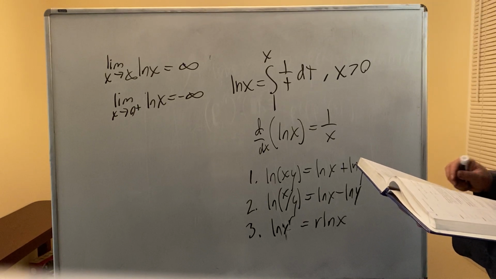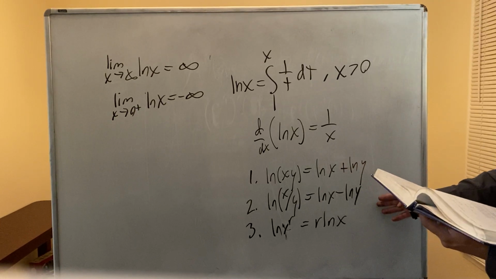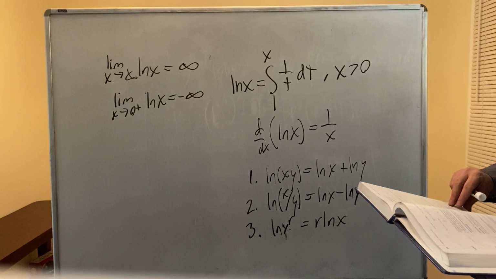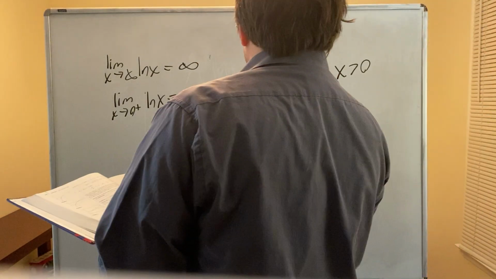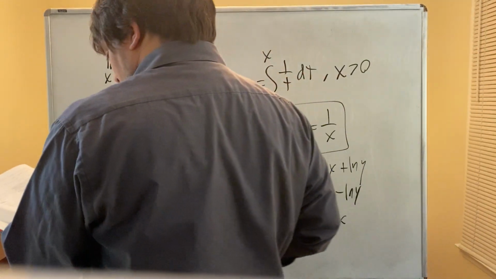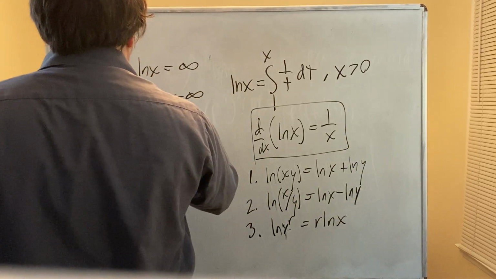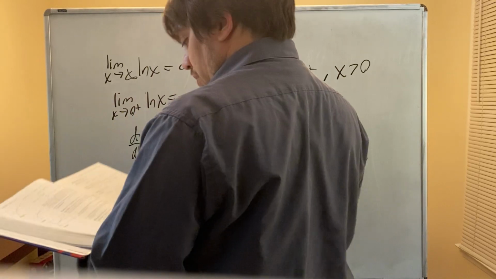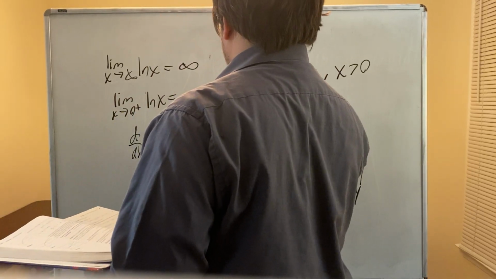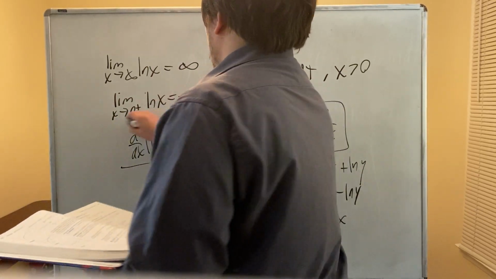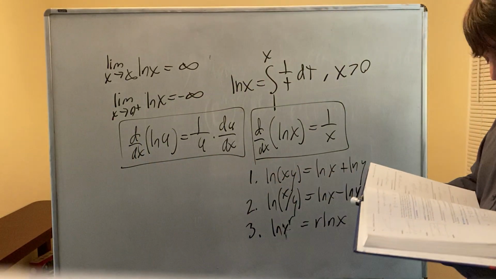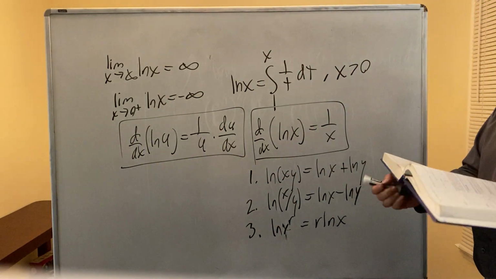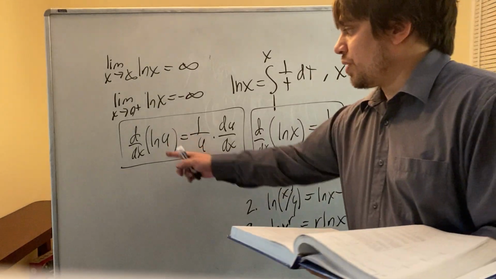You need to be able to expand logarithms using the three laws of logarithms. Not only do you need to know that d/dx of ln x is 1 over x, you need to know that d/dx of ln of a function of x, u, is equal to 1 over u times du/dx. That's the derivative of ln x combined with the chain rule. Here u is a function of x.